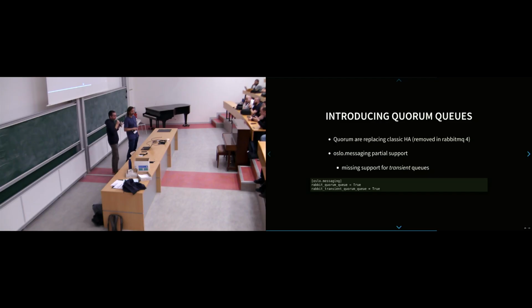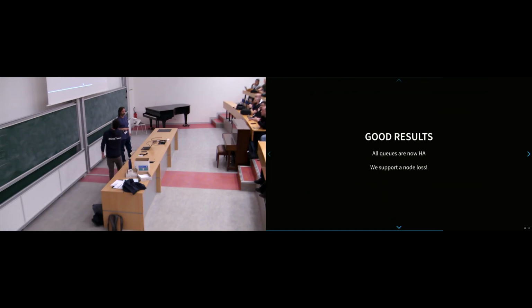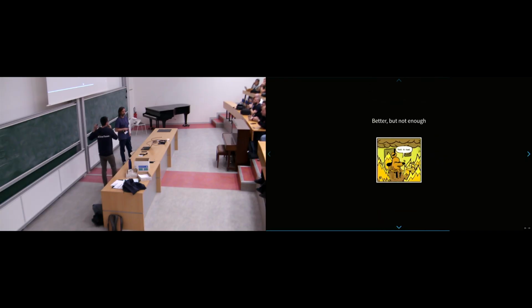But Oslo messaging was only partially using Quorum queues. For transient queues like reply and fanouts, it was not yet implemented. So we introduced this new rabbit_transient_quorum_queue parameter inside Oslo messaging, which is now available since Caracal, if I'm correct. And you must turn that to true as well to switch completely to Quorum queues. That was amazing. We support now a node loss because all our queues are HA, even the reply queues. That's good, but not enough.